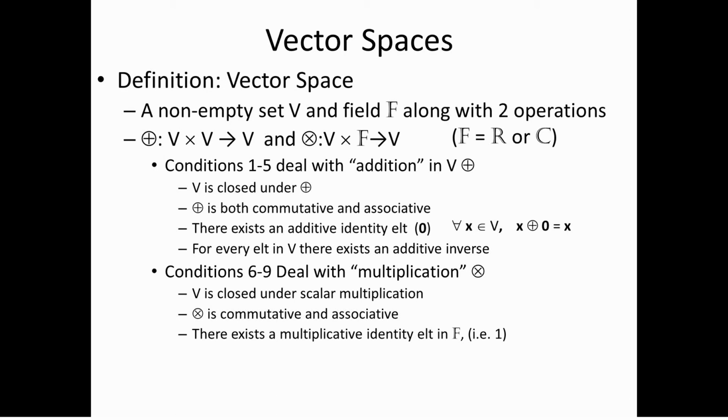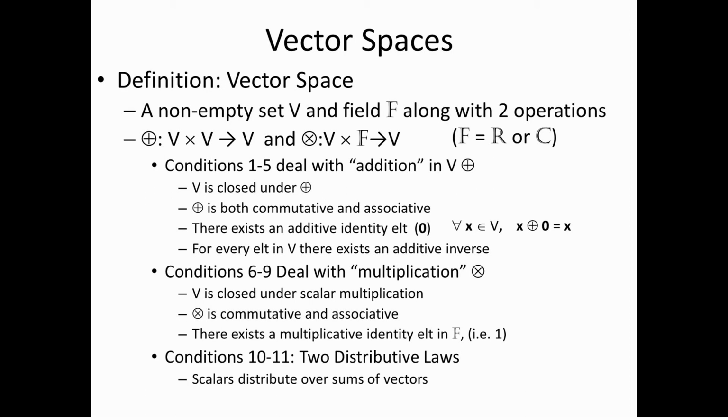All right. And the last two laws are just distributive laws. The first is that the scalar can distribute over sums of vectors. Okay. And the next is that vectors distribute over sums of scalars. Normally we use the first law. We don't use the second law very much. If we have two scalars, we generally add them.